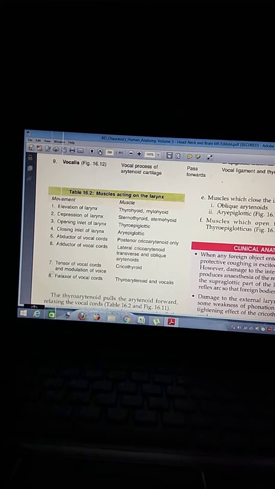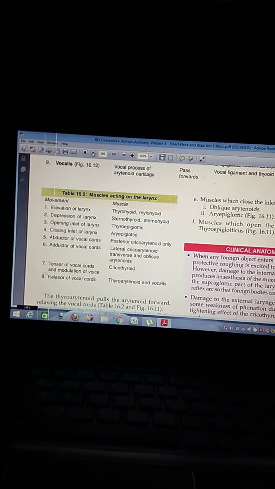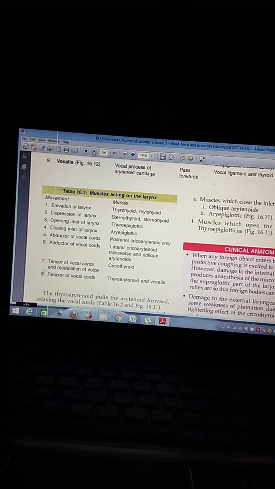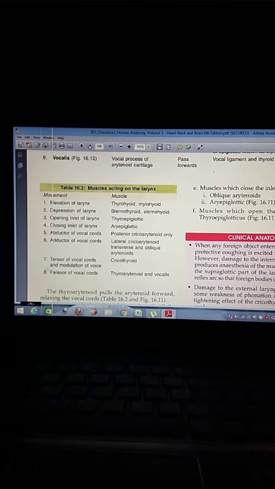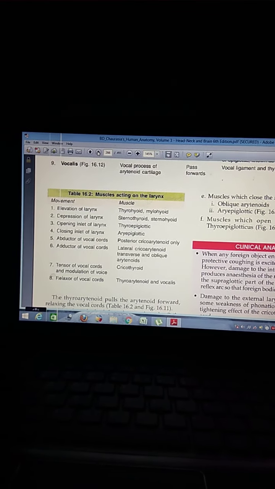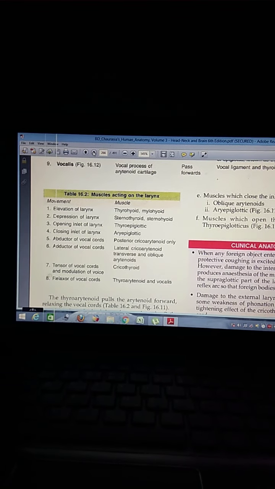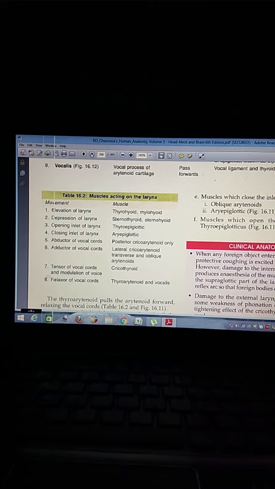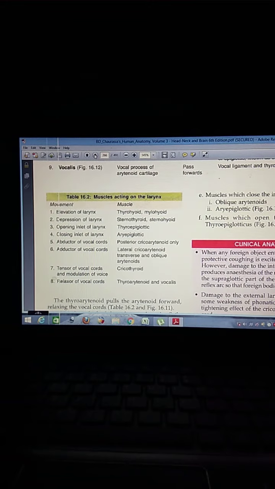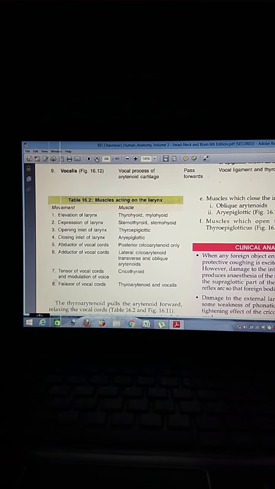larynx movements. The first is elevation of the larynx: muscles are the thyrohyoid and the mylohyoid. Second, depression of the larynx: sternohyoid and sternothyroid muscles. Third, opening the inlet of the larynx: thyroepiglottic. Fourth is closing the inlet of the larynx, and its muscle is aryepiglottic. Abductor of vocal cords: muscle is posterior cricoarytenoid only. Adductors of the vocal cords: lateral cricoarytenoids, transverse and oblique arytenoids.